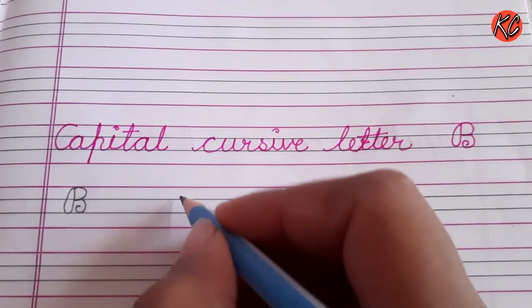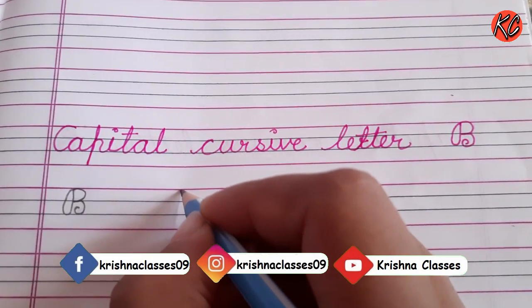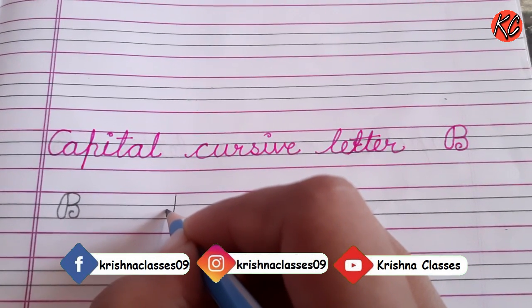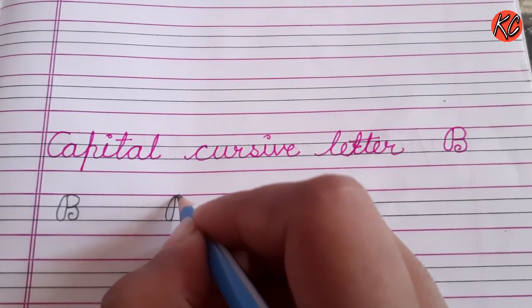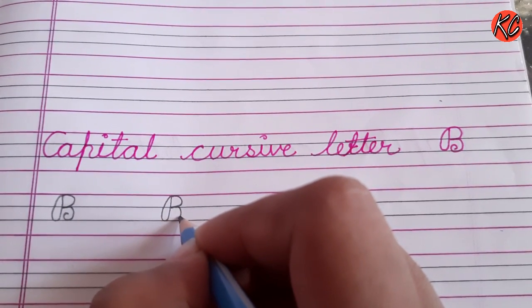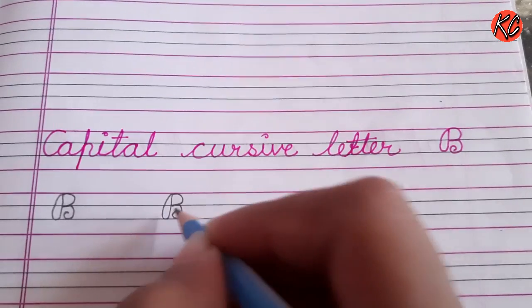Once more we'll practice. From the red line to the blue line, then slight curve, then loop, then again half loop and curve.